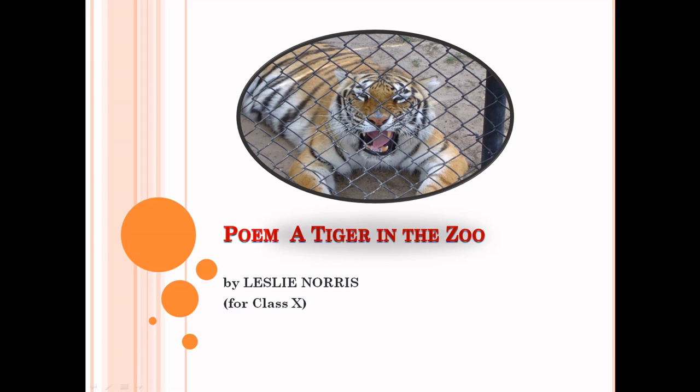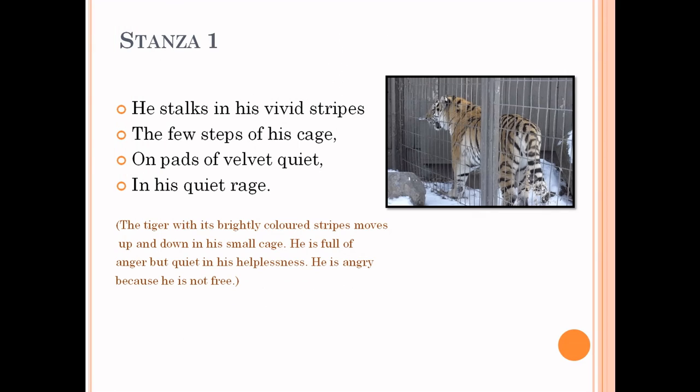The poem A Tiger in the Zoo, composed by a Welsh poet Leslie Norris, very appropriately contrasts a tiger in the zoo with a tiger in its natural habitat. This poem shows the difference between a tiger living in a zoo and a tiger living in the jungle, and the difference in their situations. So let us read the poem. Stanza 1.